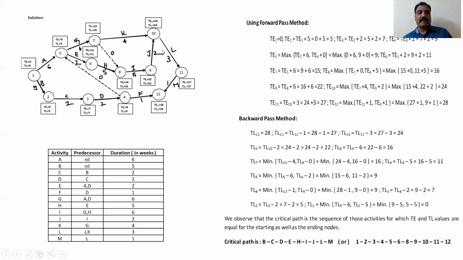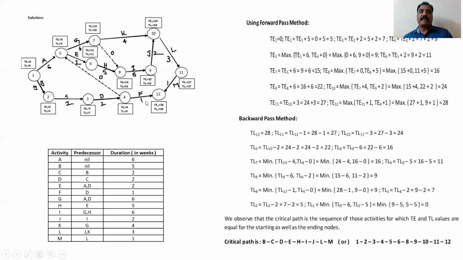So the 11th activity. T11, we have one activity, TE10 plus 3, that is 27. Then TE12, we have both this one as well as this one. So that is the maximum of TE11 plus 1 or TE4 plus 1. So that is equal to 28 days.